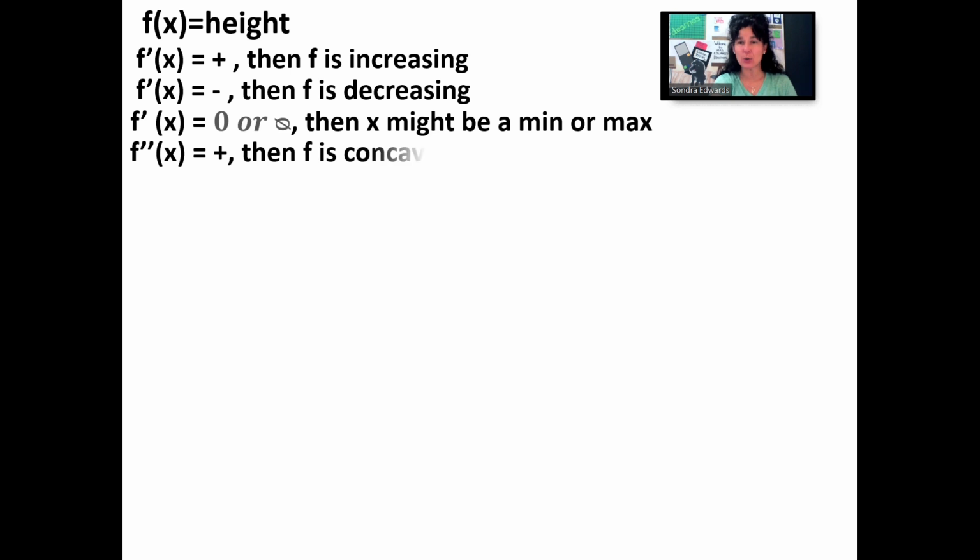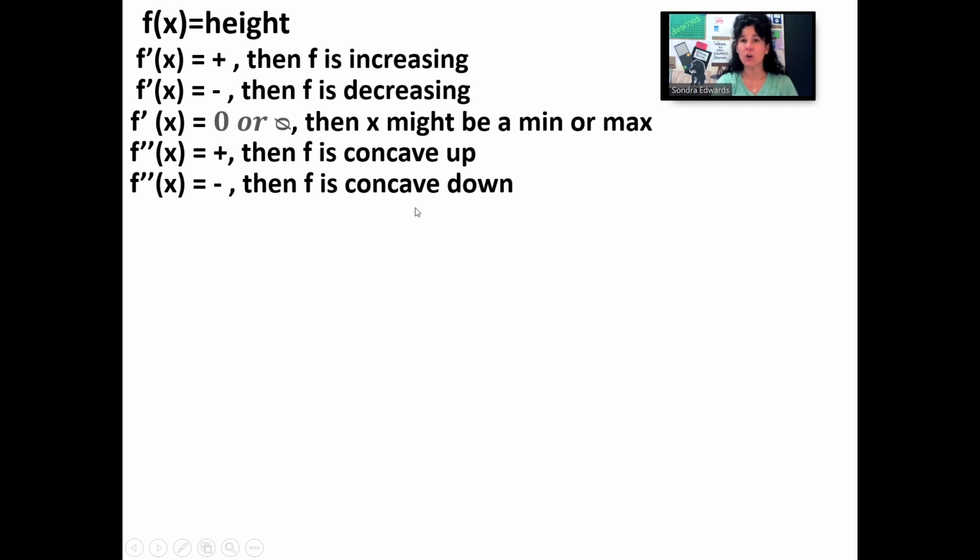Moving on to second derivatives, if you substitute a number into the second derivative and get a positive, that means at that x value on the f function, you are concave up. Plugging a number into the second derivative and getting a negative answer tells you at that x value that you are located on a concave down section of the original function.